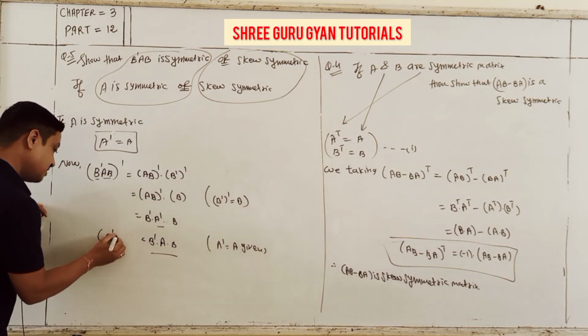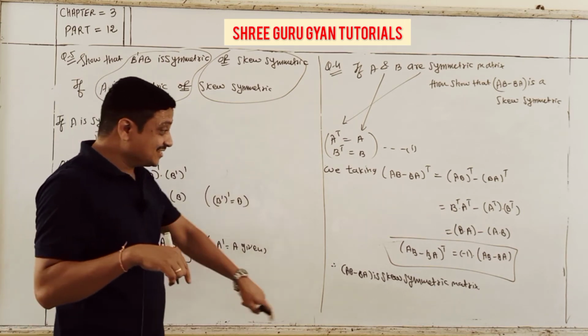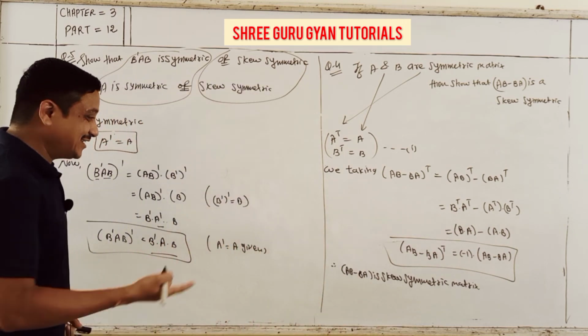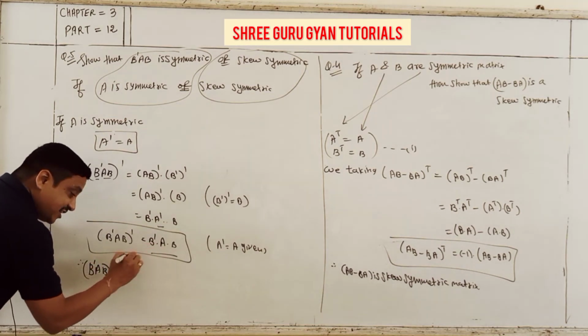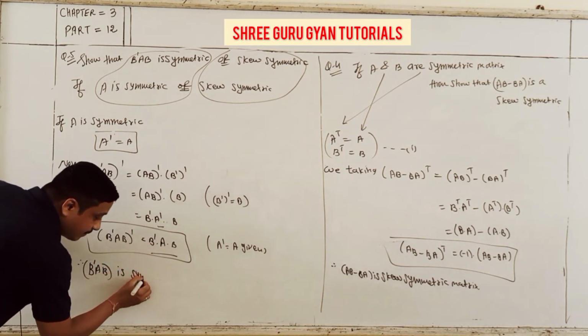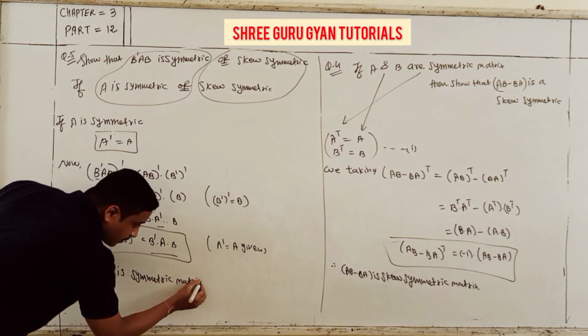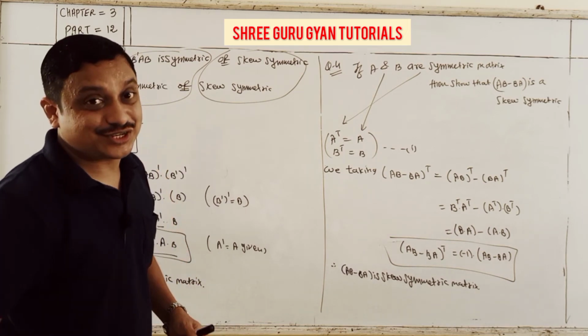B dash AB dash is the same as the initial one. They are not changing in sign. If the sign changes, then it is skew symmetric. So you will write down B dash AB, no sign change, therefore it is a symmetric matrix. And if a sign change is obtained, then it is shown to be skew symmetric.